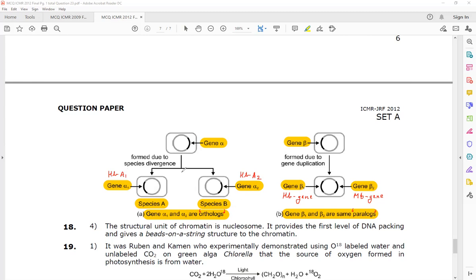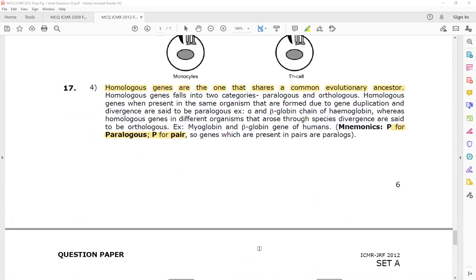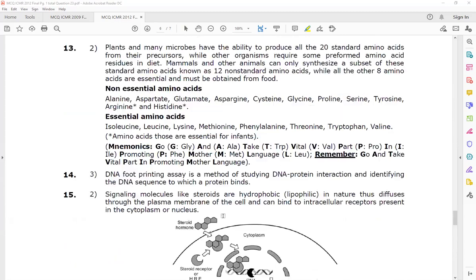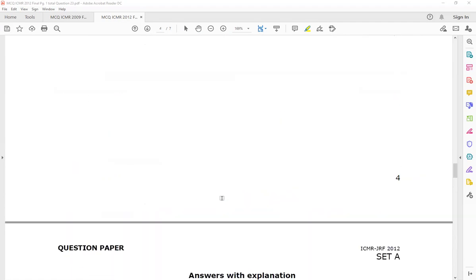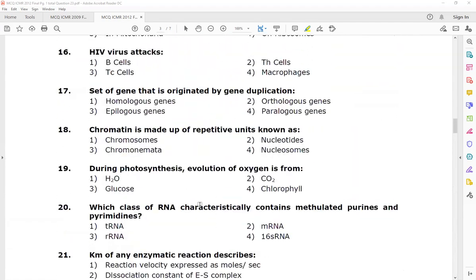These are orthologous. Okay, there is a single gene getting evolved into two different types of genes. These are said to be the orthologous genes. Any doubt if you have? Any doubt, any problem, any query? Okay, now look at this particular question, question number 17. Are you able to solve this question or not? Please look at this particular question, question number 17 of the ICMR paper.